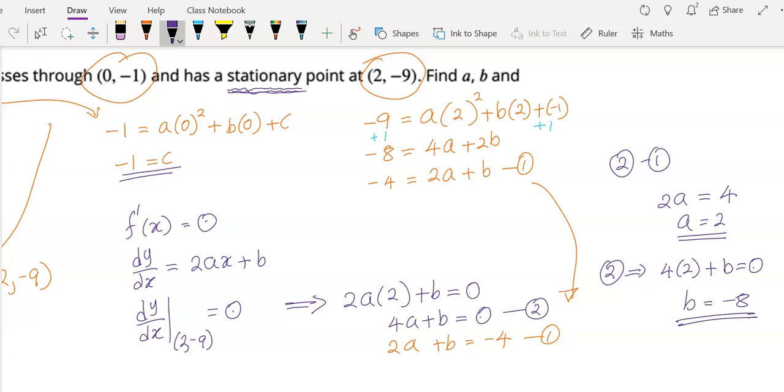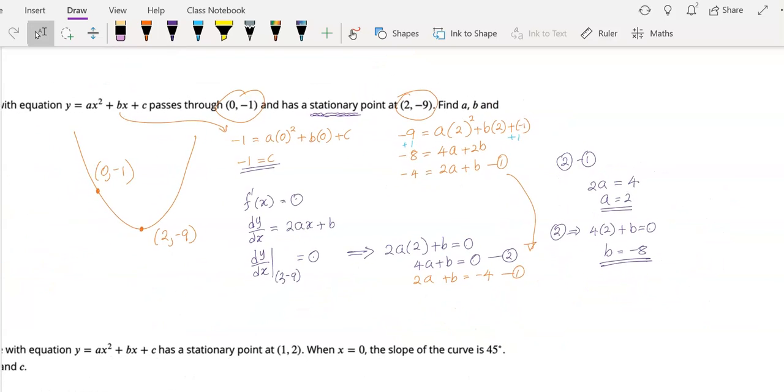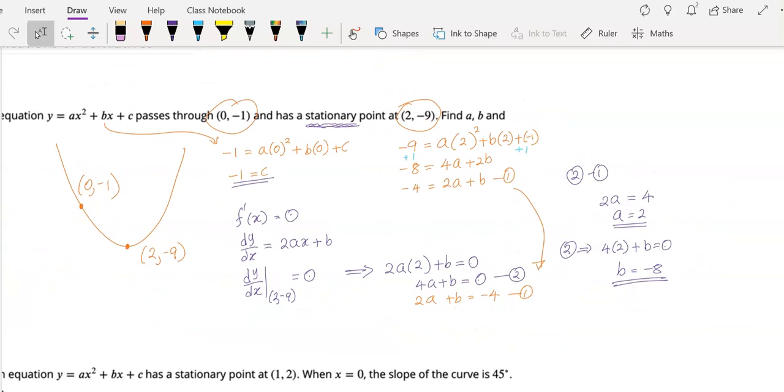Okay, ladies and gents, I think we found a, b, and c. Of course, you can go and sub in and have a look at how it works, and the turning point becomes 2, negative 9 when you sub this in and complete the square.